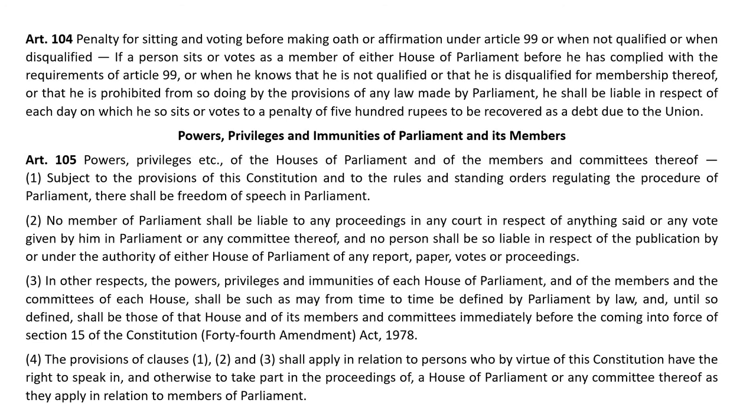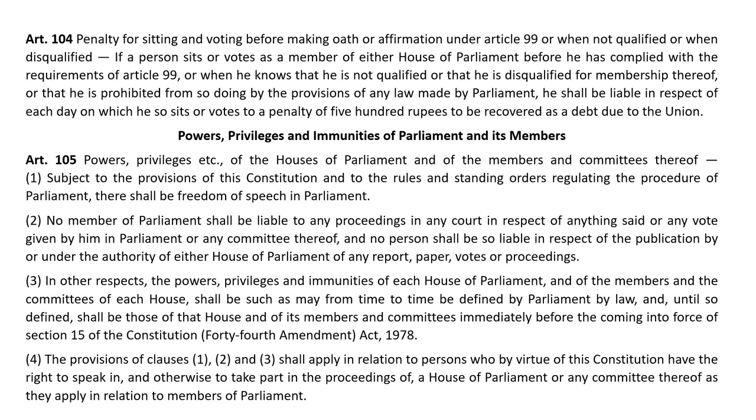Article 104, penalty for sitting and voting before making oath or affirmation under Article 99 or when not qualified or when disqualified. If a person sits or votes as a member of either House of Parliament before he has complied with the requirements of Article 99, or when he knows that he is not qualified or that he is disqualified for membership thereof, or that he is prohibited from so doing by the provisions of any law made by Parliament, he shall be liable in respect of each day on which he so sits or votes to a penalty of 500 rupees to be recovered as a debt due to the Union.